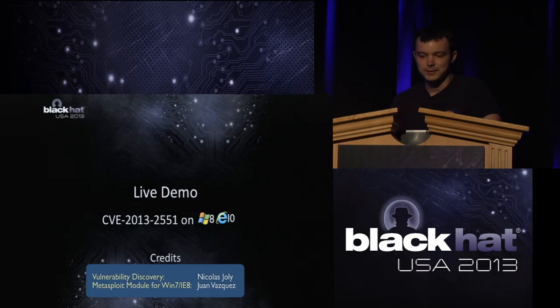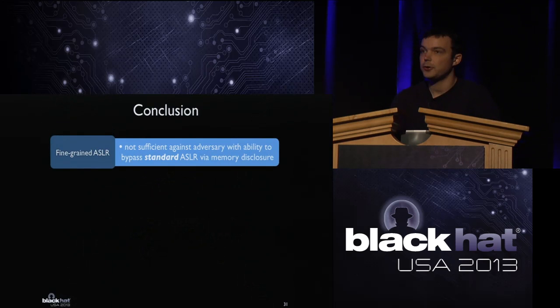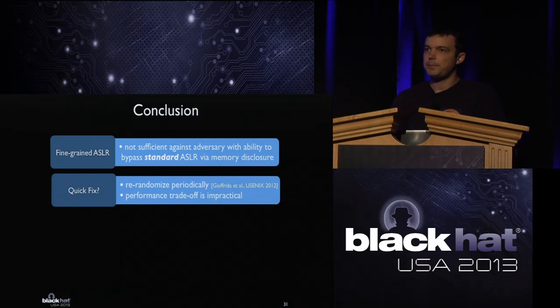I'm just going to quickly conclude here. Basically, our goal was to try and see if fine-grained ASLR is actually providing anything that's beneficial above standard ASLR. And I think we've pretty clearly shown here that there is really no advantage to fine-grained ASLR. And a lot of people will suggest these quick fixes like, okay, it takes 20 seconds or so sometimes to generate a payload, why not just re-randomize periodically? Well, we could do that, but to do it fast enough to where it's actually going to prevent this sort of attack, it turns out that the performance trade-off in doing that is just way too impractical.